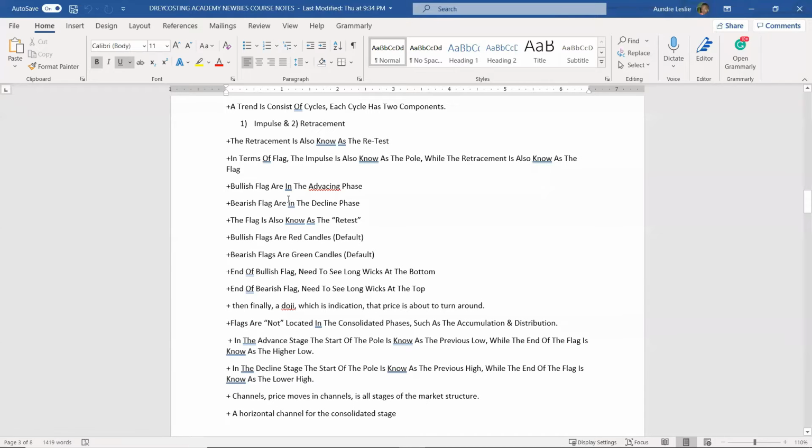The bullish flags are located in the advanced phase, naturally, correct, Eldre? Yes, I got that. The opposite, the bearish flags, are located in the decline phase. That's simple, right? Straightforward, right?